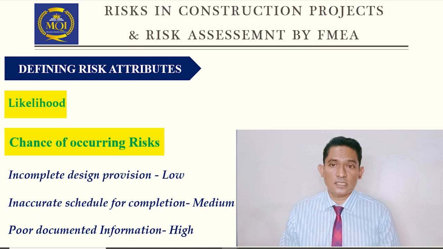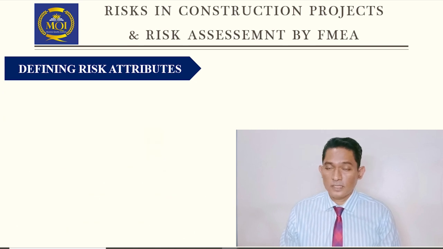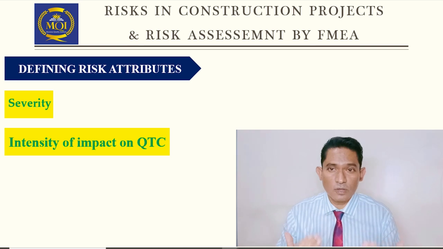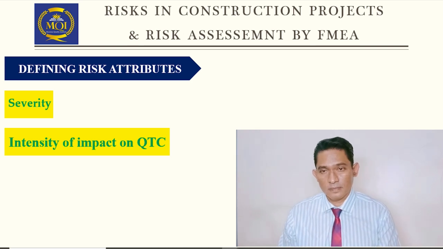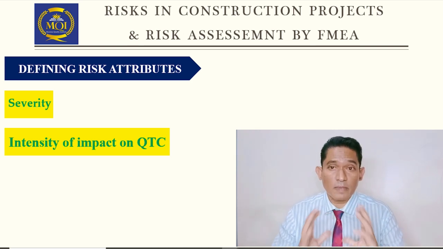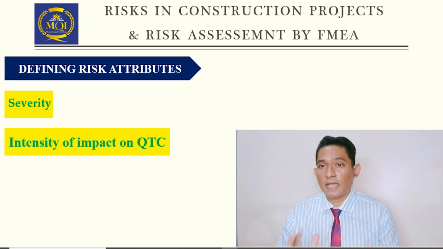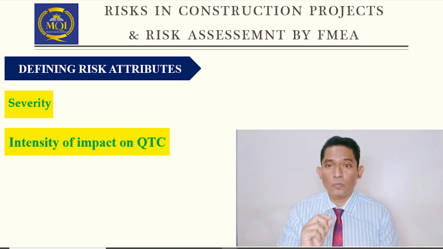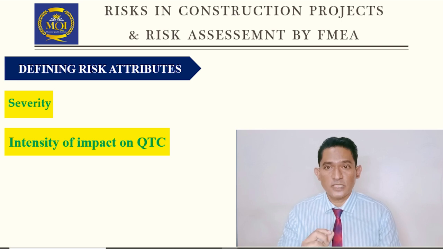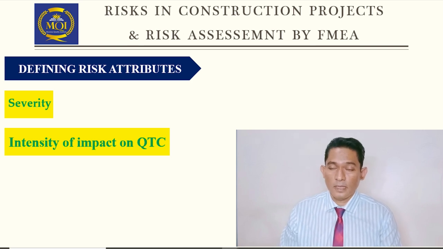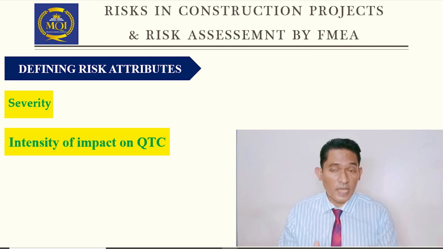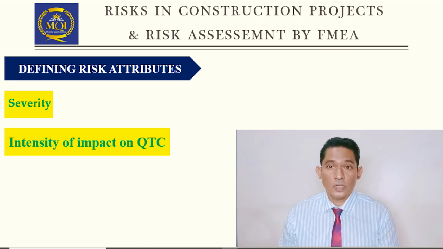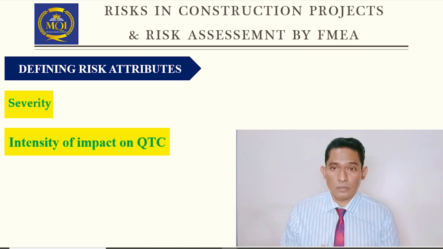The second one is severity. Severity means the intensity of impact on the dimensions of the construction. If the impact is on all dimensions, quality, time, and cost of the construction, its severity value will be high and represent 3. But if the impact is only on one dimension, like the cost of the construction, its severity value will be low.